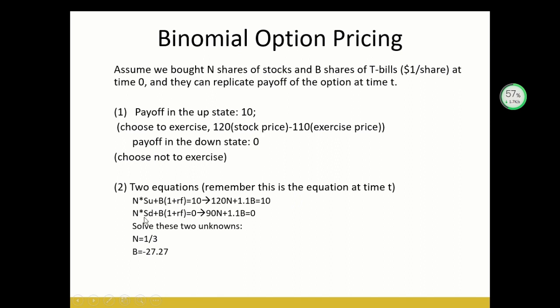So in the future, the stock and T-bill combination, the value is on the left-hand side. We have N shares of stock. And at T, the stock price is S times U in the up state. And plus, we have B shares of the T-bill, and the value at time T will be times 1 plus RF. And then it is equal to 10.